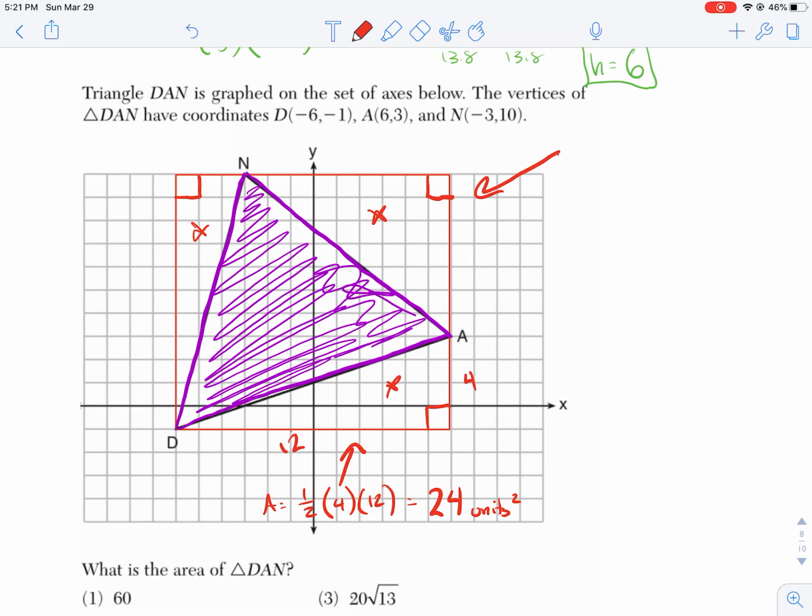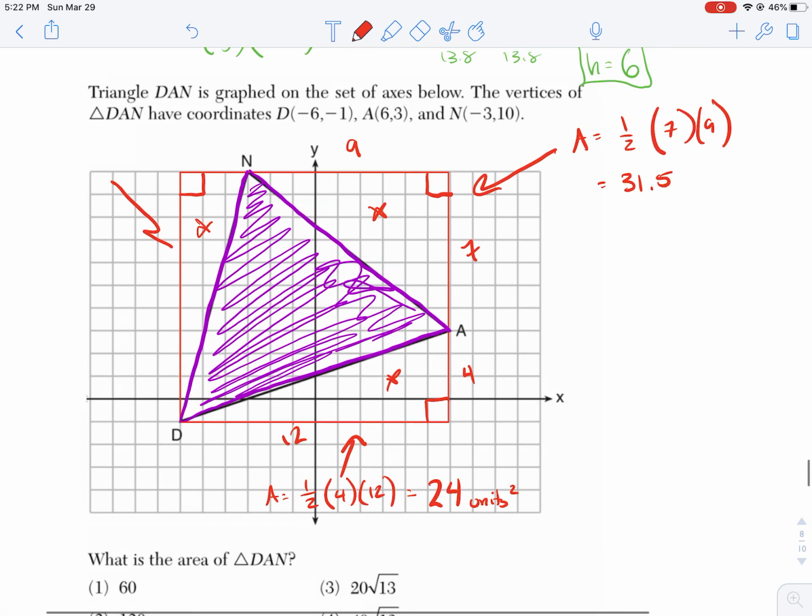All right. To find this one here, I'm going to count up the side here. So 1, 2, 3, 4, 5, 6, 7, 8, 9. So this length is 9. This length is 1, 2, 3, 4, 5, 6, 7. So to find this area, it's going to be 1/2 times 7 times 9. So 7 times 9 is 63. Divided by 2, 31.5.